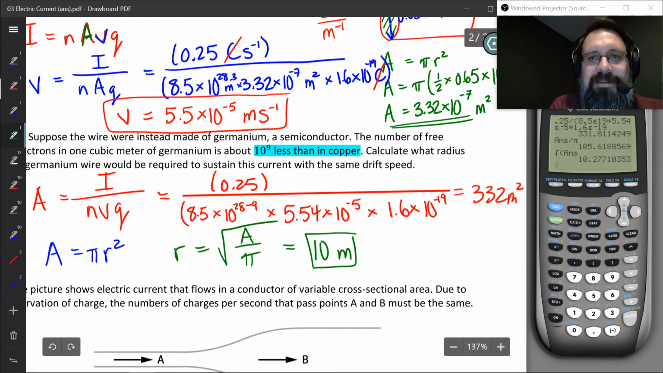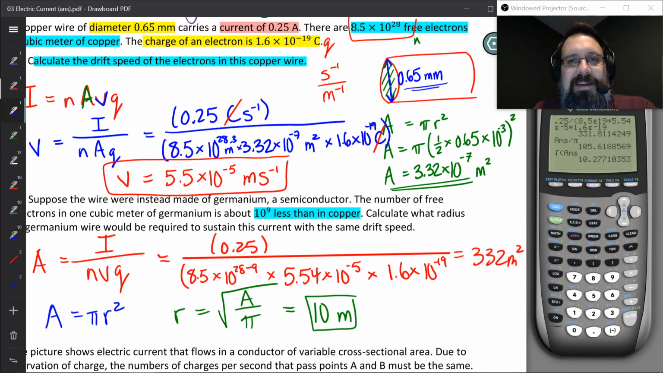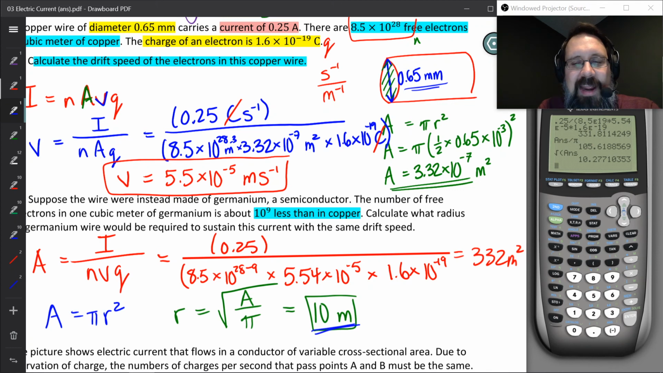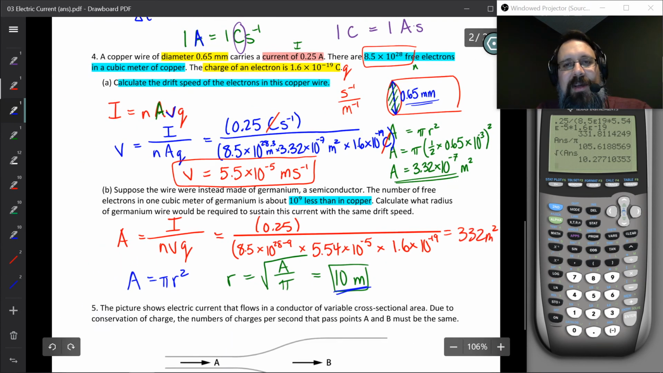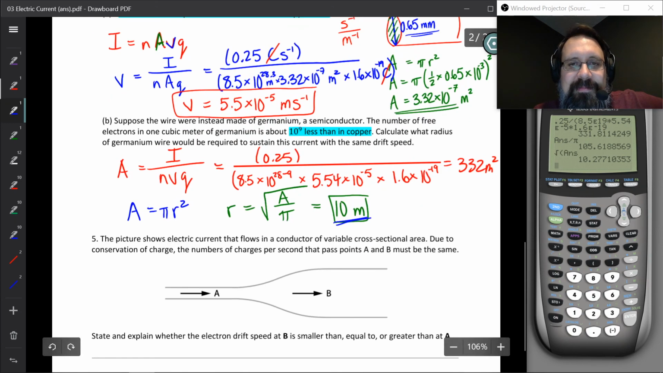That's crazy. So that wire with copper was only 0.65 millimeters. With a semiconductor, it would need to be 10 meters. Oh, wait, no. It would be 20 meters, right? Because that's the radius, so the diameter would be 20. So with copper, you can make the wire like a millimeter thin, whereas if you tried to make the wire out of germanium, you would have a wire that's 20 meters across. So that's why we make wires out of conductors and not semiconductors.